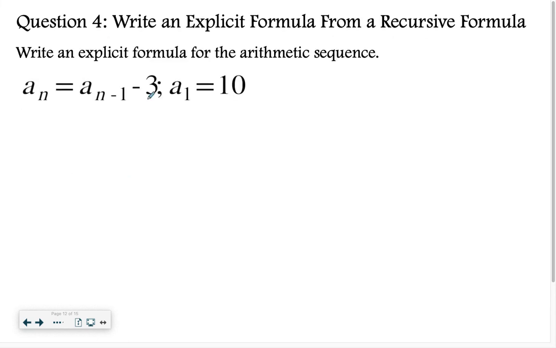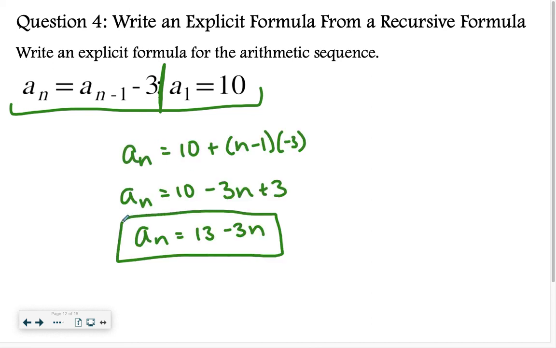All right, now I want you to take the recursive formula here, the information we know from these two pieces here. I'm just going to draw the line to help you separate between the two pieces of information. And I want you to write an explicit formula using that information. Good luck. All right, for this problem, hopefully you ended up with a subscript n equals 13 minus 3n.